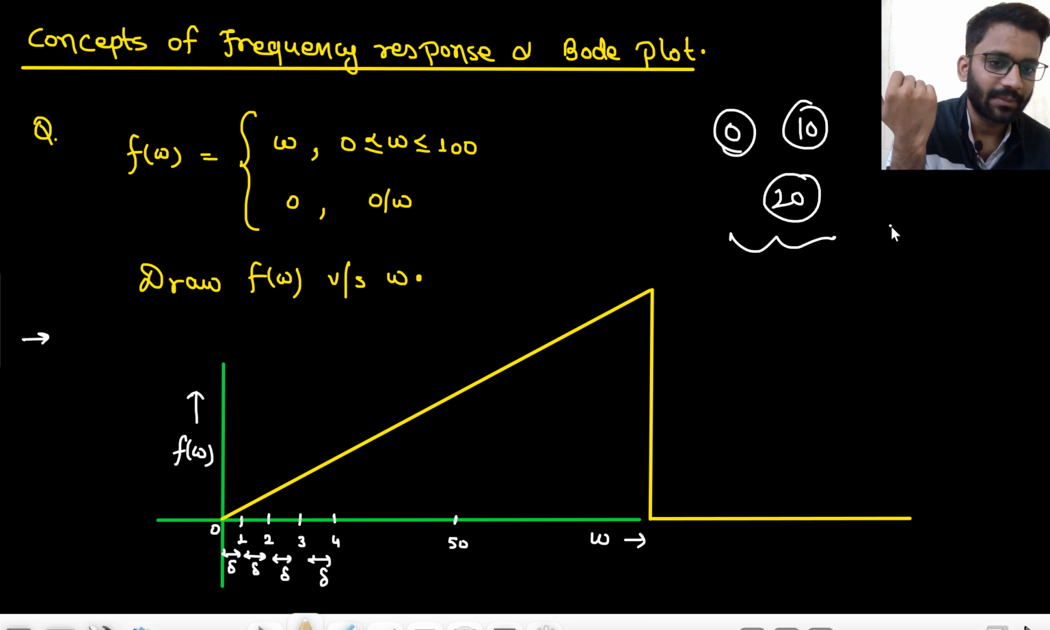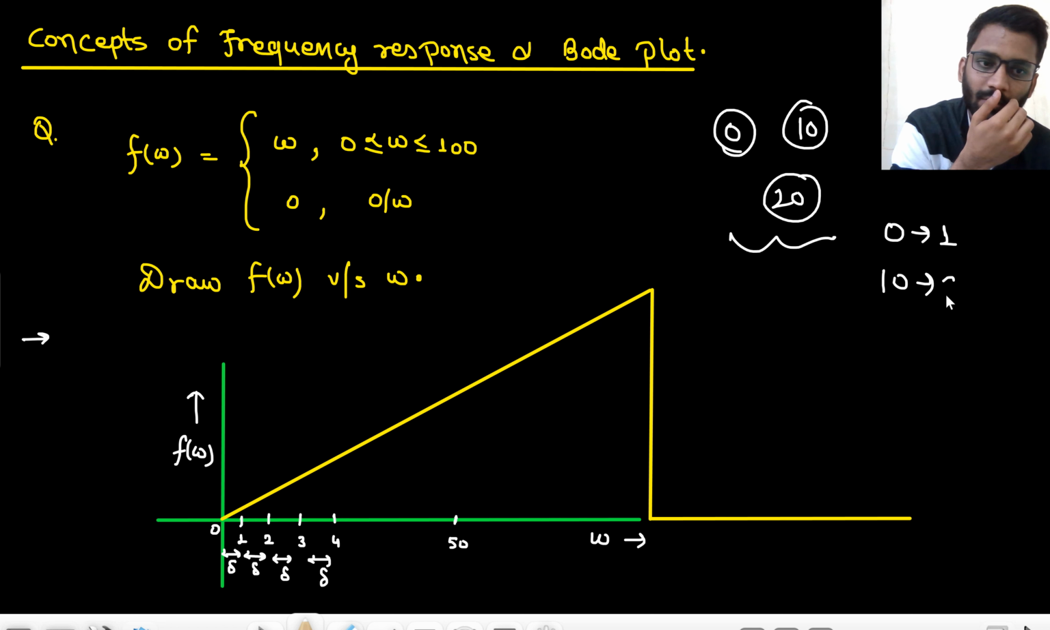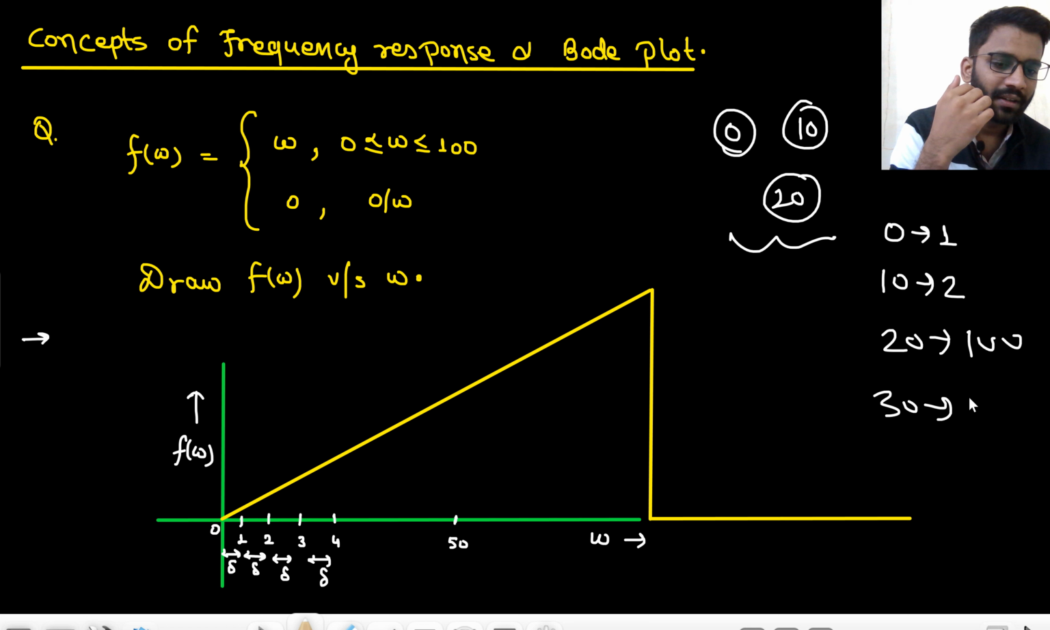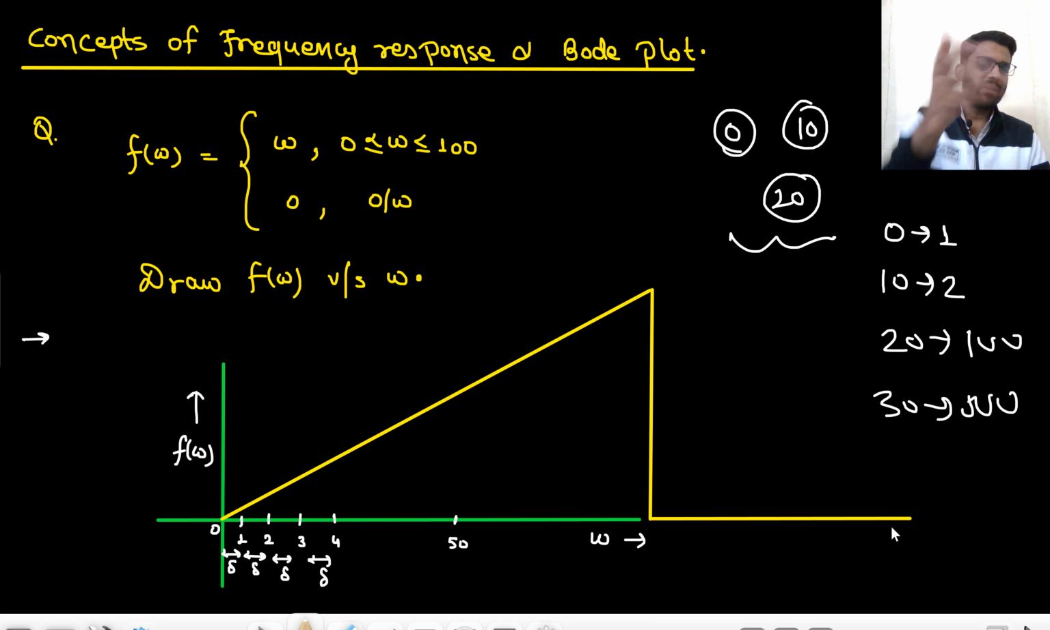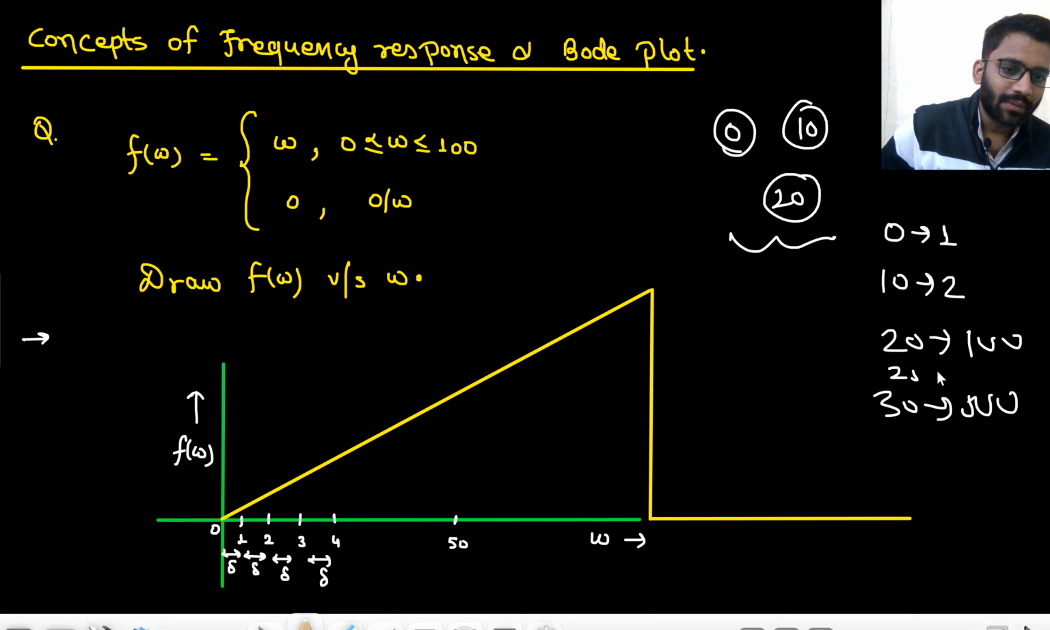But what if you had some values like this? At 0, you are having 1. At 10, you are having 2. At 20, you are having 100. At 30, you are having 500. So this would have been a non-linear graph, so there, it wouldn't look good. But let's just assume at 25, you are having 150. So you can't show this value, right?